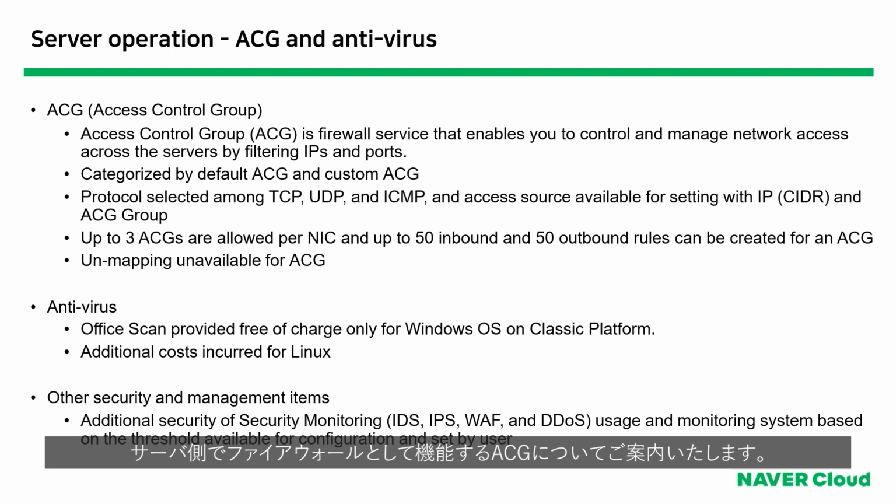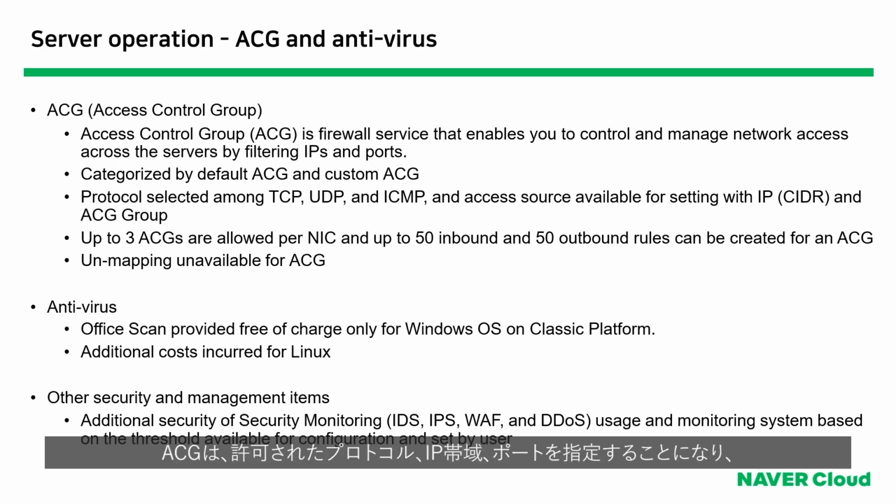We'll now take a look at ACG, which acts as a firewall at the server side. ACG stands for Access Control Group. ACGs can be categorized into default ACG and custom ACG. Since the default ACG is set as an example in NAVER Cloud Platform, we recommend you to use the custom ACG that you've directly defined according to the purpose of the server.